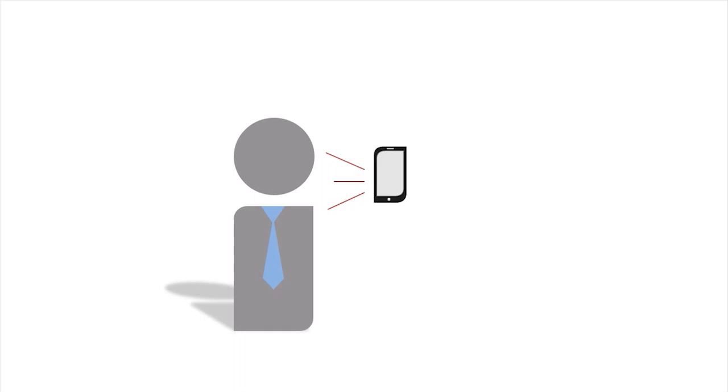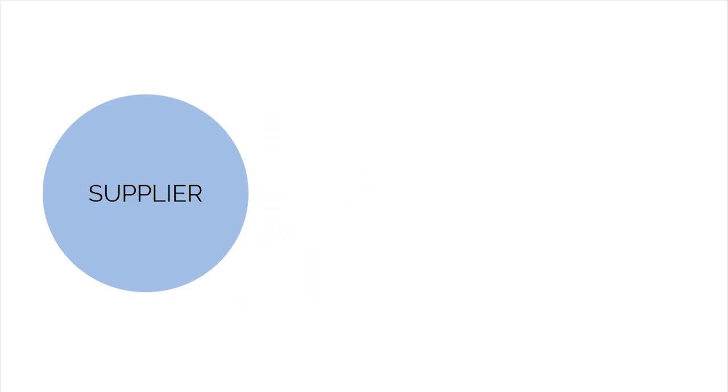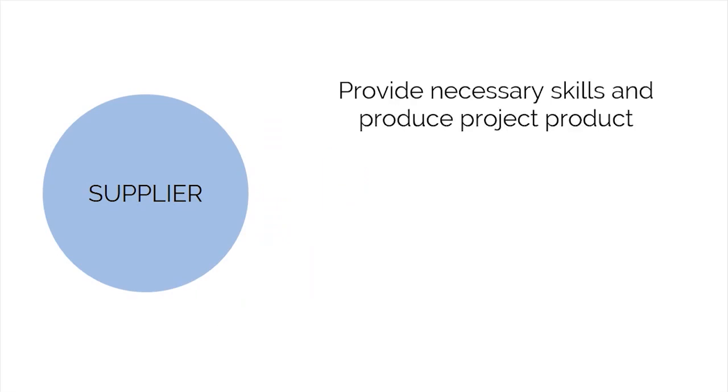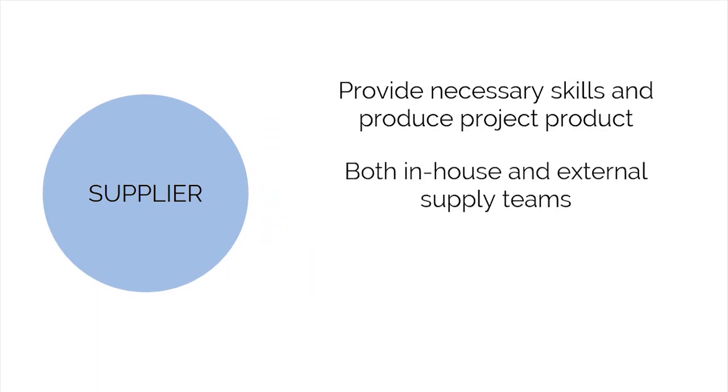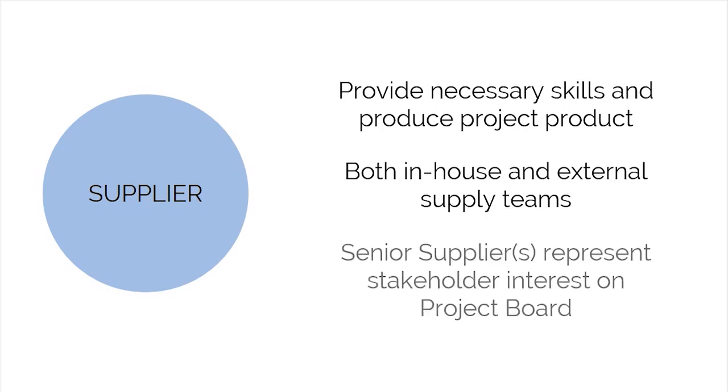The third project interest is that of the supplier. The supplier is the one who will provide the skills necessary for development and the activities which will produce the project product. A project may need to use both in-house and external supplier teams. For example, an aircraft manufacturer like Boeing uses jet engines manufactured by Rolls-Royce and General Electric. Hence, they are external suppliers for Boeing. In PRINCE2, the senior supplier or suppliers represent the supplier interest on the project board.